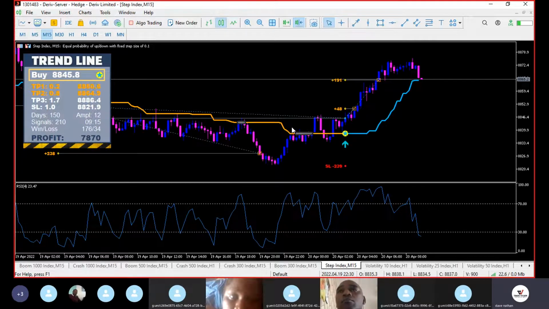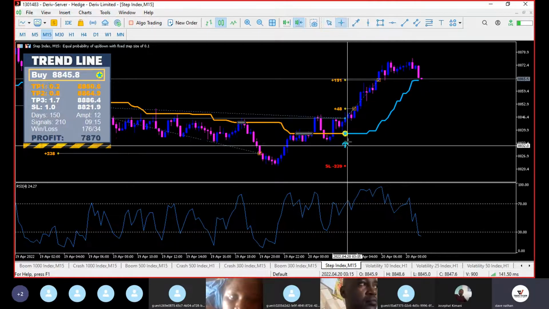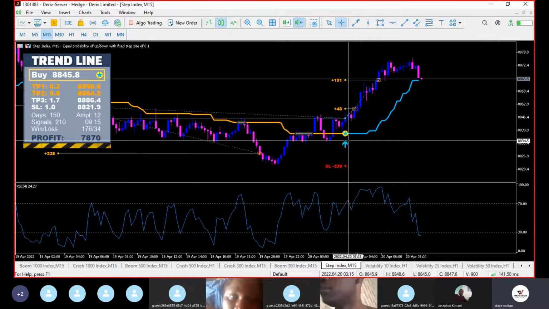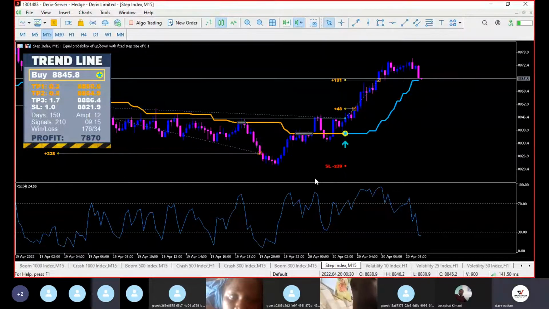All right. So first things first, like I said, the indicator has to be on default. Now, how it works is the indicator on its own gives you a buy and sell signal. Example, at this point, when it gives you a buy and sell signal, it also gives you a take profit and a stop loss. So we are going to be starting with that.